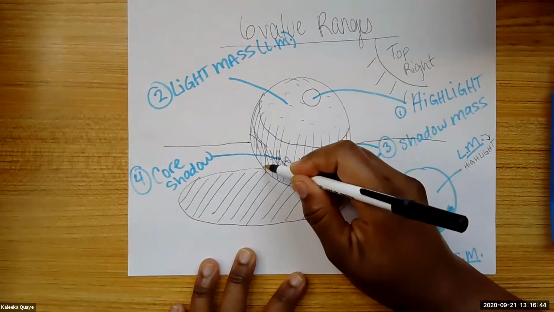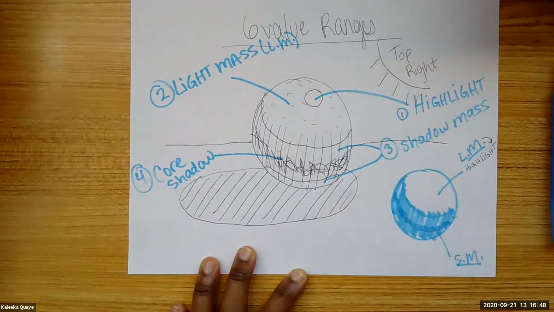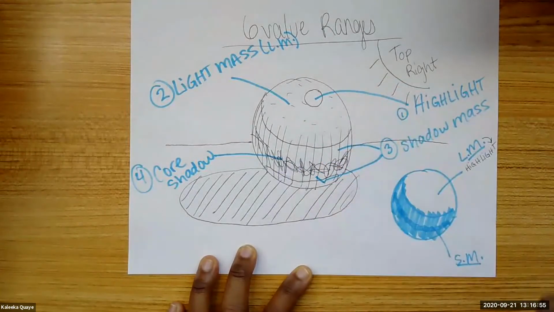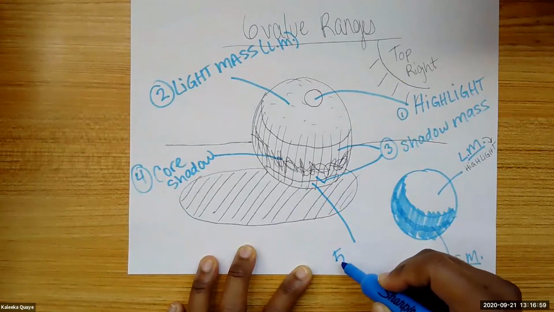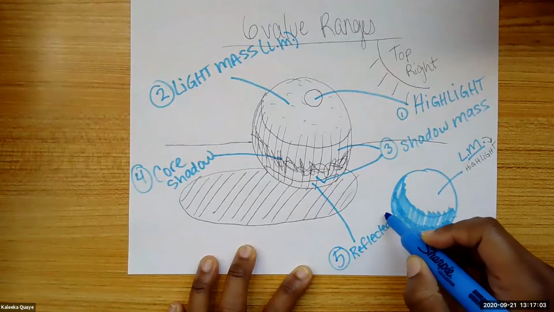I can illustrate it by doing another little circle or semicircle, this little part right here, okay? That little area is going to be called the reflected light. So I don't want you to be confused with that line right there. I'm going to pull this one and call it reflected light. We're going to make this number 5, reflected light.